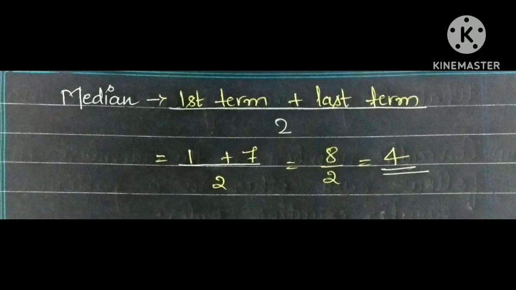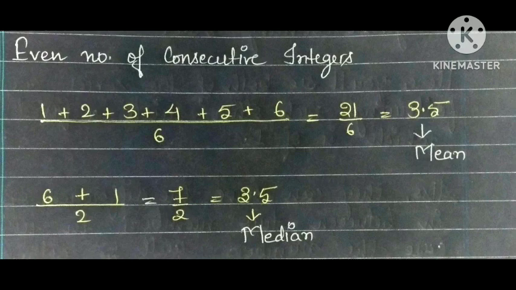Let's see if it works for even. There are 6 consecutive numbers, so an even number of integers, correct? Hence, we do the sum. It gets divided to give results in decimal form. But here the mean and median remain the same, meaning the mean is halfway between the two middle terms.